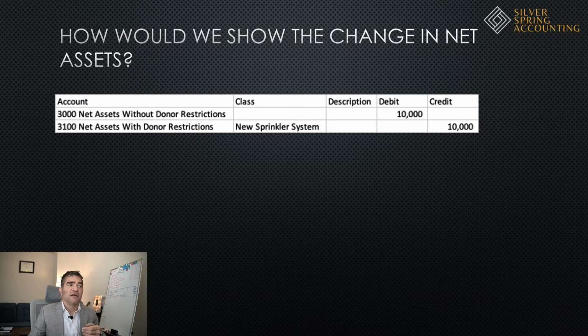So what we can do is debit our net assets, because everything at first is going to flow through to net assets without donor restrictions. So we want to take it out of there by debiting it. And then we're going to credit net assets with donor restrictions. And we can even include a class, the new sprinkler system or sprinkler system campaign, to be able to show that within our classified balance sheet or statement of financial position.